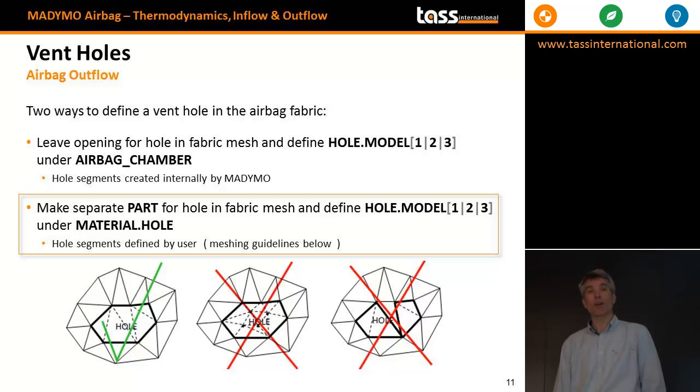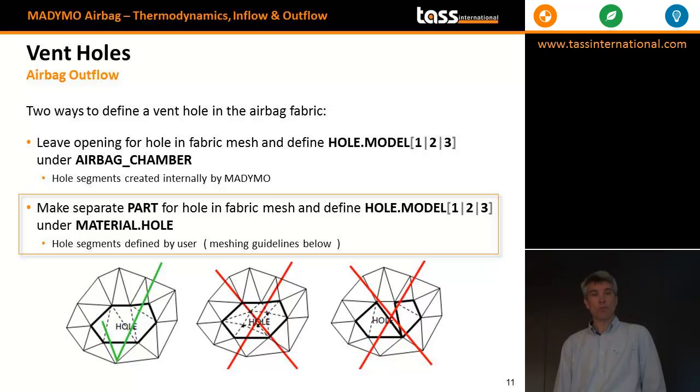If you're going to define it under the airbag chamber, it will create segments. They look pretty much similar to elements, but they have a different characteristic. Basically, they don't have any stiffness. If you're going to define it like a part, it will get some stiffness. If you do that, you have to take some things into account. Actually, to some extent it also applies if you make them automatically.